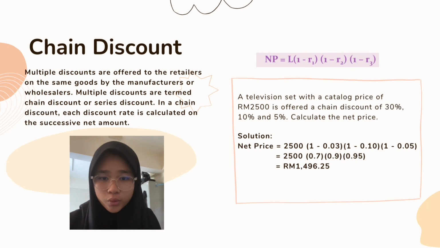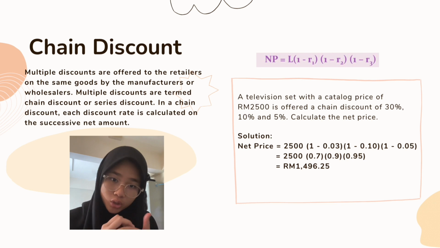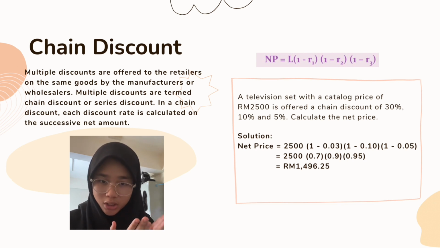So this is the example question for chain discount. A television set with a catalog price of 2,500 ringgit is offered a chain discount of 30%, 10% and 5%. So calculate the net price. To count the net price, we must first change the percentages given to decimals and insert them into the formula. As an example, in this question, 30% converted to decimal equals 0.30, and the same goes for the others. So you can take a look at the example question on how to put the percentage and this price into the net price formula for this chain discount.